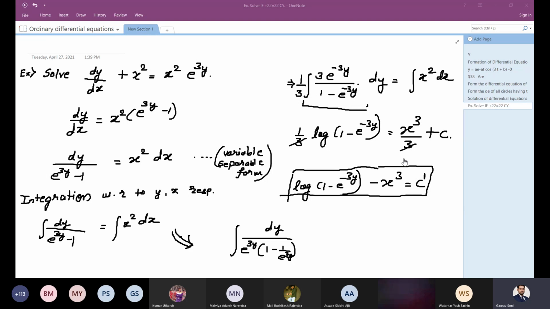Is the problem clear or not? Utkarsh, I'm asking you since you had a problem with that step. Yes, sir. Clear. Okay, go ahead now. One example you can try on this. So what I can write here is e to the power minus 3y upon 1 minus e to the power minus 3y dy. That's it.